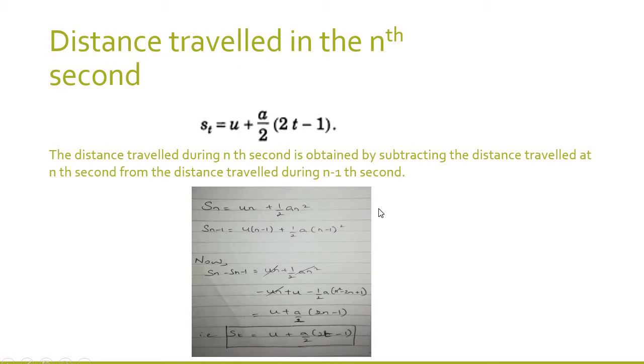Now we will see the distance travelled in the nth second. How we will find this is, we will simply subtract the distance travelled till the nth second minus the distance travelled during the n minus 1 seconds, which gives us the distance travelled only in the nth second. So the derivation is given here. Sn equal to un plus half an square, which is the distance travelled from 0 to n seconds, and Sn minus 1, which is the distance travelled from 0 to n minus 1 seconds. Now simply subtracting these two will give us the distance travelled during the nth second. So doing the calculation, we get distance travelled during nth second equal to u plus a by 2 into 2n minus 1.